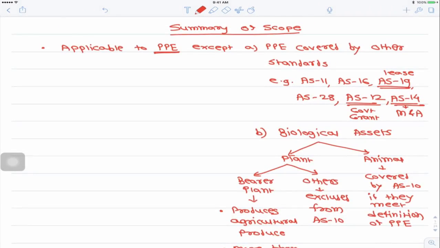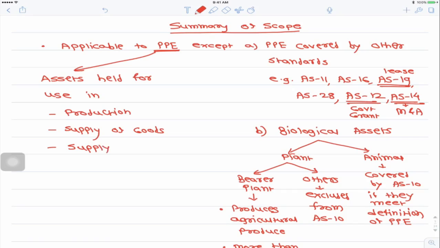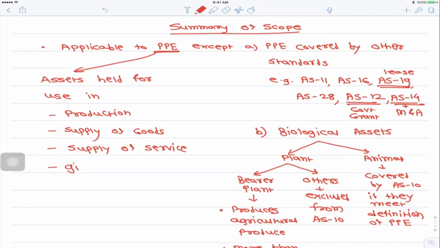अभी ये property, plant, equipment का definition क्या था? These are assets held for use in production, held for use in supply of goods, held for use in supply of services, held for rent, held for use in giving on rent to others. शादी का एग्जाम्पल लिया था.